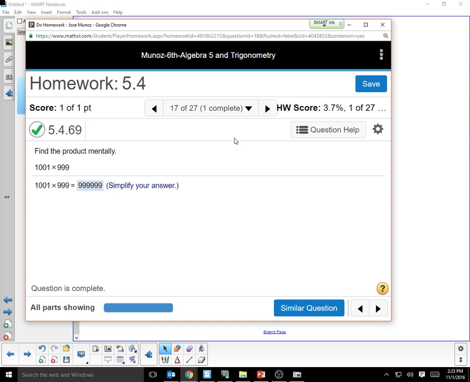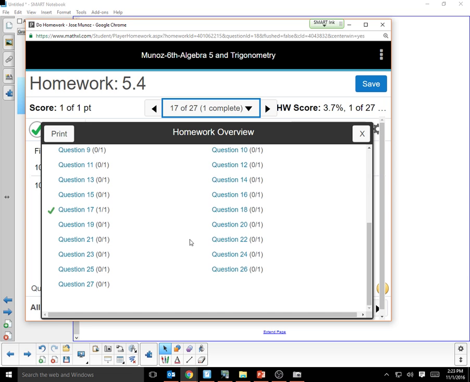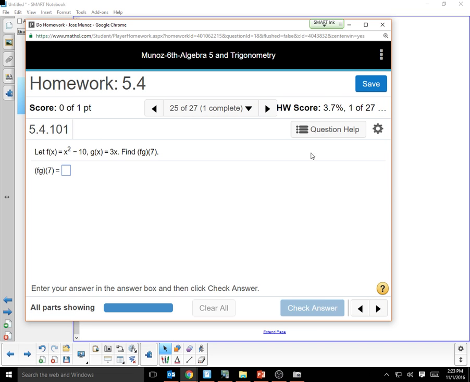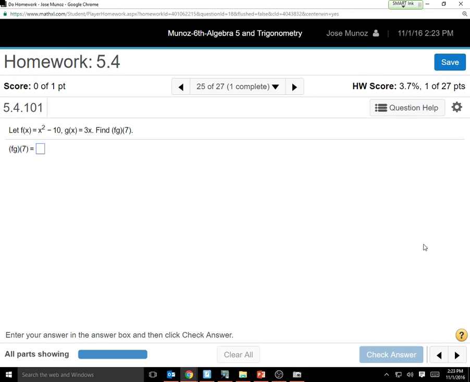Do 25. Okay, ready? What does it mean when 2 variables are next to each other? Multiply. So we're going to take f times g. Now, we're actually going to find f times g of 7. So what's the x becoming? So what's 7 squared? 49. Take 10 away? 39.